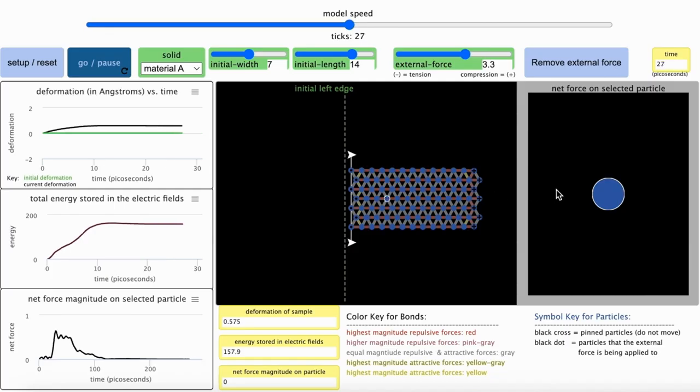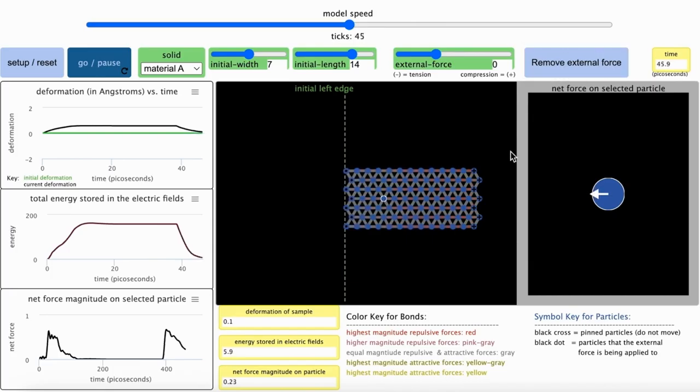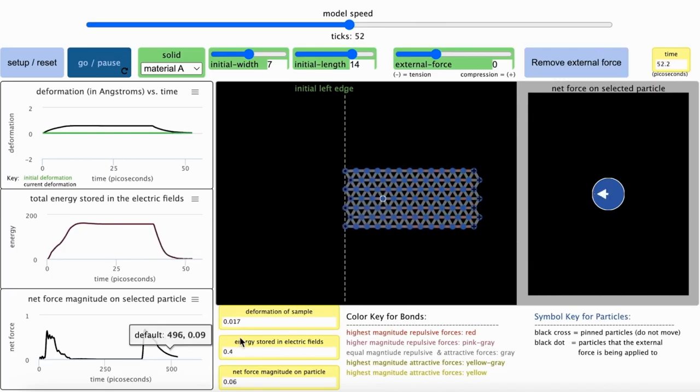This right panel shows you a vector representation of the net force from the neighboring bonds on the selected particle. We see no net force vector on it right now because the net force on it is 0. Watch that again when you remove or add external forces to the solid and resume the model. Clicking Remove External Force causes white arrows on the particle to point to the left and shrink as time passes.